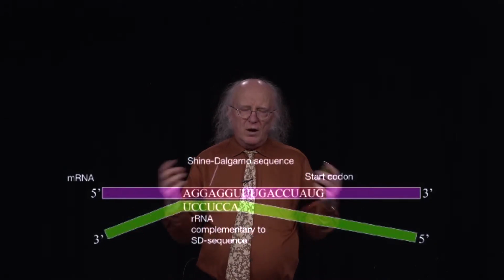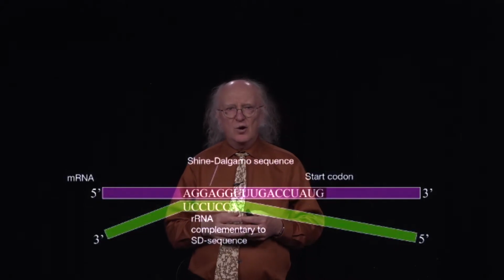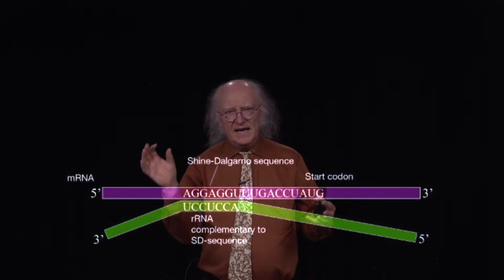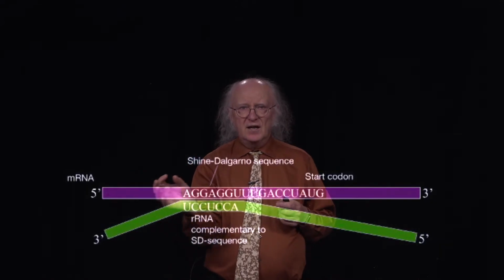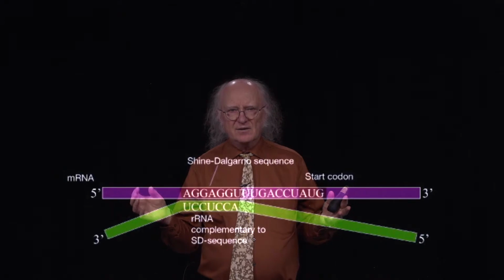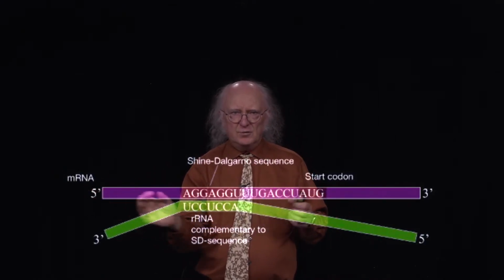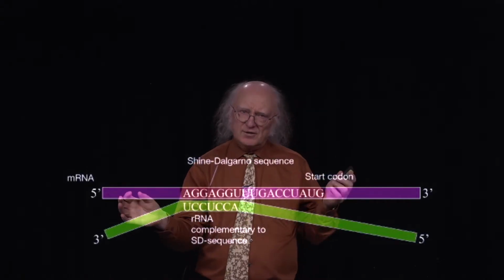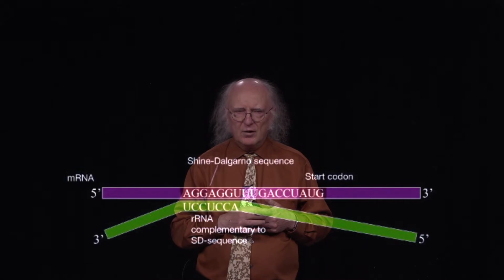Now, one of the things that happens in translation is that the ribosome has got to know where the AUG, that start codon, is, so that it knows where to start the process. In eukaryotic cells, most start with the first AUG that the ribosome encounters. Not all, but most start with the first AUG that they encounter.